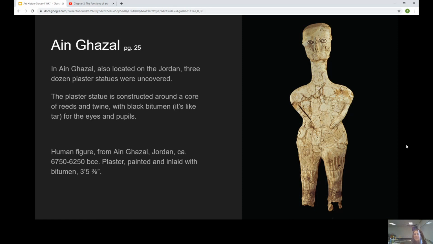And next we study Ain Ghazal, in which we've also found some interesting things. Dozens of plaster statues have been found. The statues are a few feet large. So this one's like 3 feet 5 inches tall. And they're all human shaped, obviously still abstract. So in the Neolithic era, we still have a lot of abstraction going on.